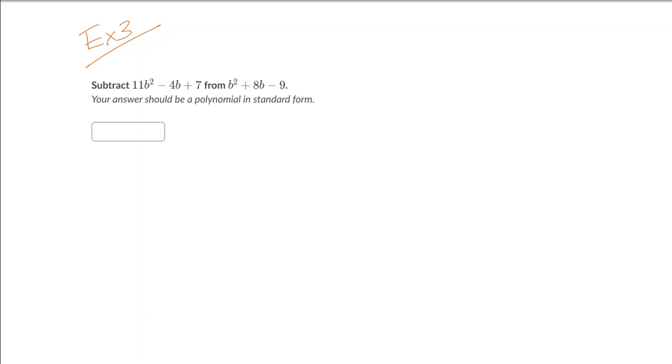In this next example, we've got another subtraction problem. Remember, when we want to subtract polynomial 1 from polynomial 2, we're going to start off by writing polynomial 2. Because we want to take something away from that. And then I'm going to subtract the 11b squared minus 4b plus 7. You may have noticed I made a slight mistake so far. If I don't put parentheses here, bad things are going to happen. We have to make sure we subtract all of those things.